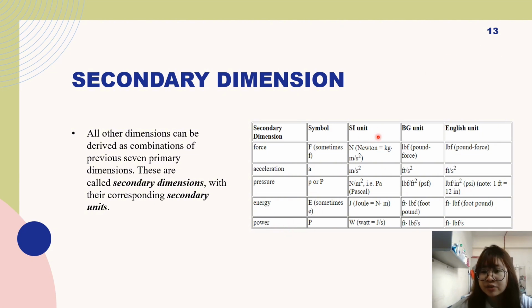Here are the SI units that are frequently used during our calculation, which is Newton for the force, m per s squared for acceleration, Newton per m squared for pressure, Joule, which is used for energy, W for power.